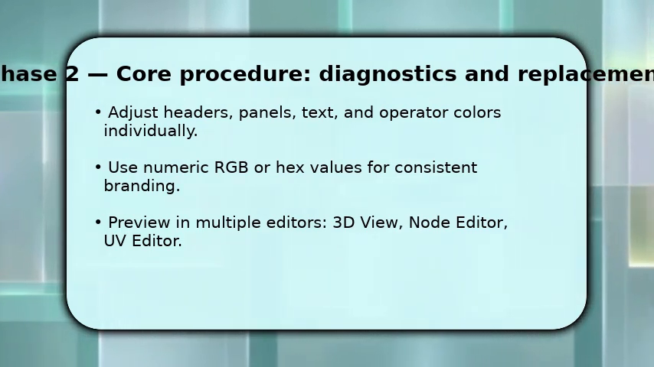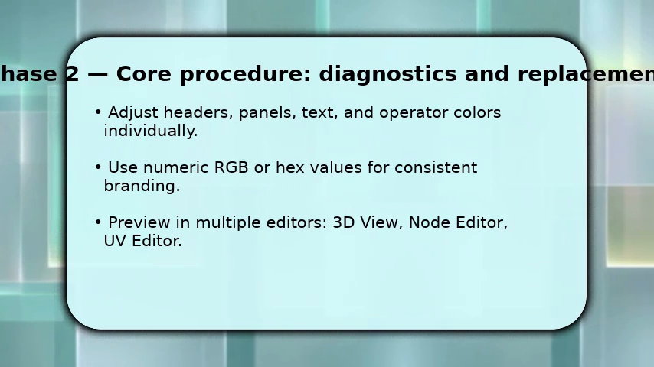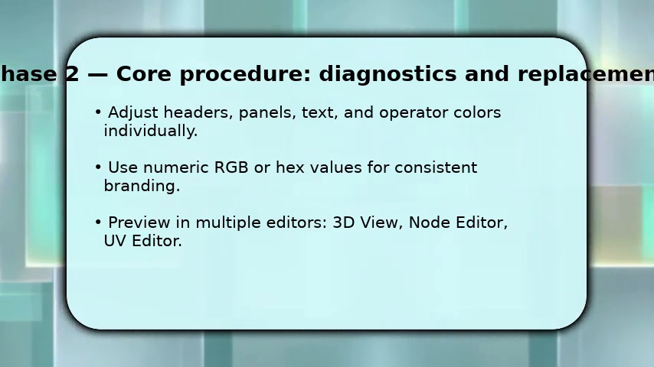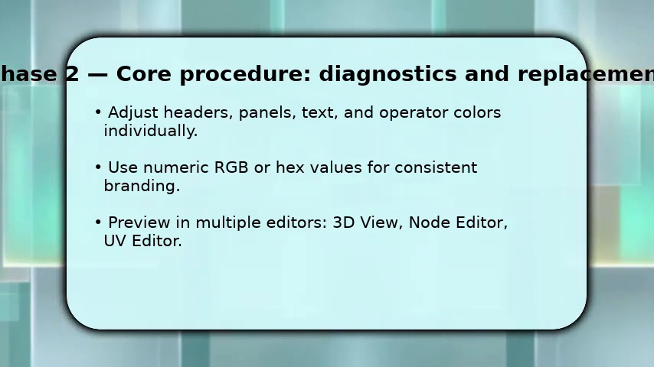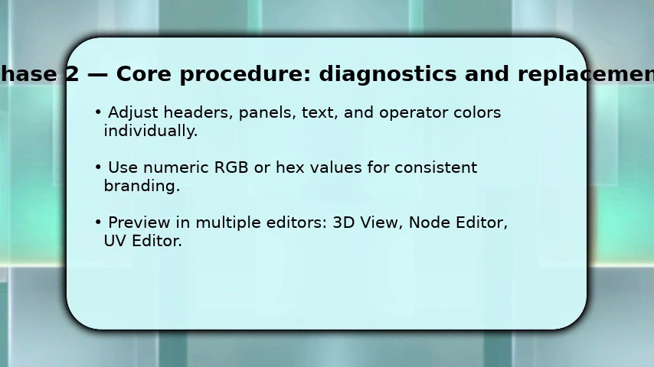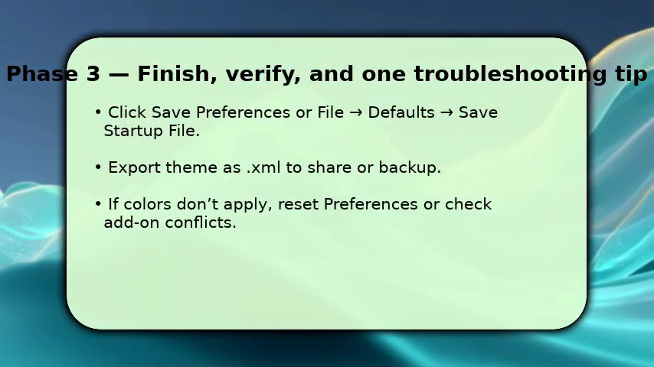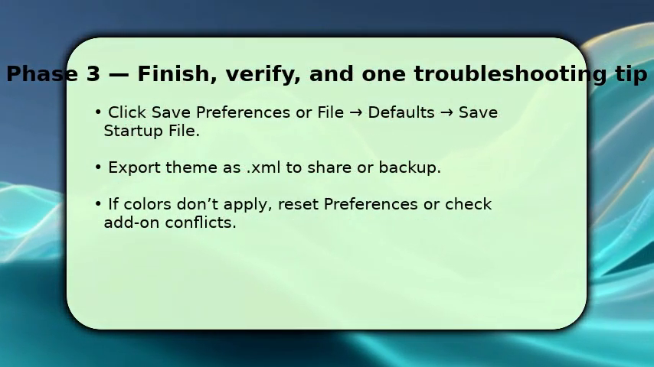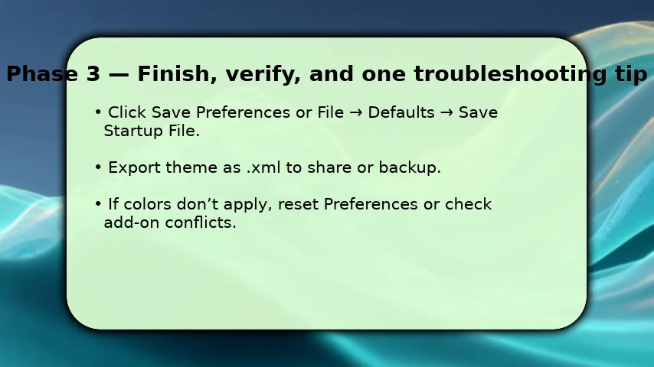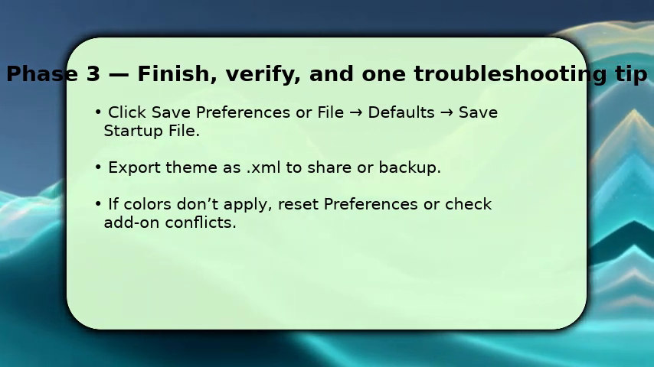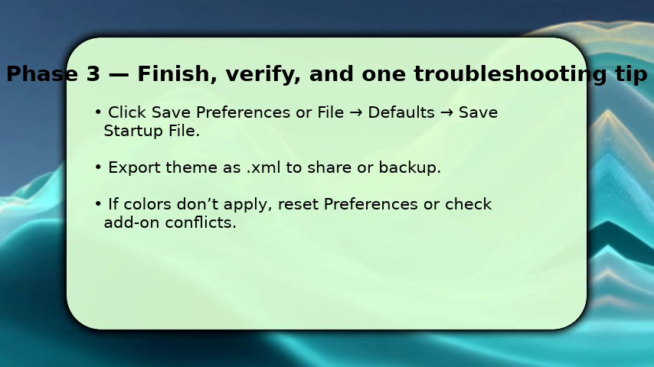This iterative process helps you balance contrast and focus, ensuring UI elements remain visible under different lighting and scene setups. To finish, save your work. Click Save Preferences, and if you want the theme at startup, use File > Defaults > Save Startup File. This locks the UI on launch.